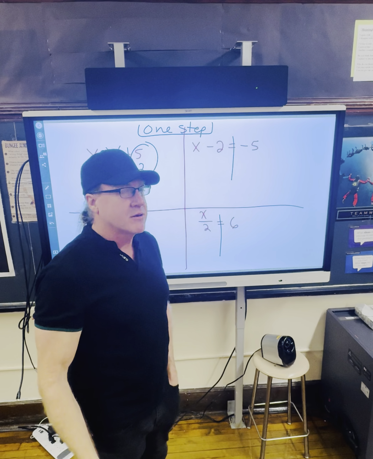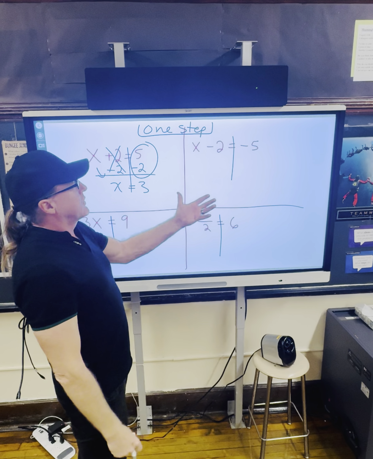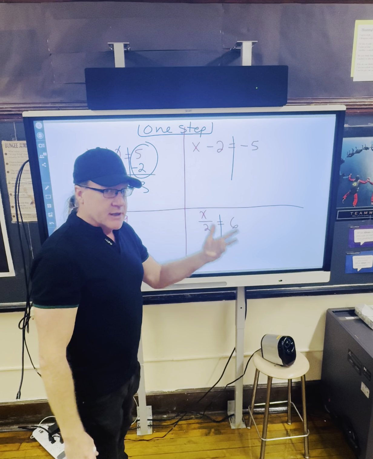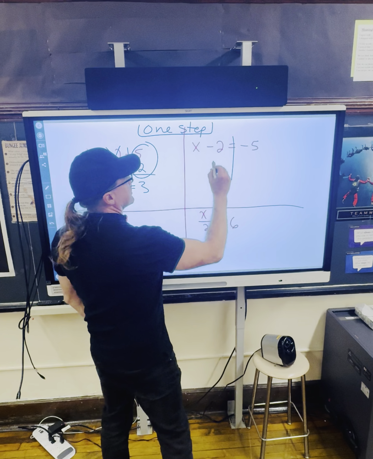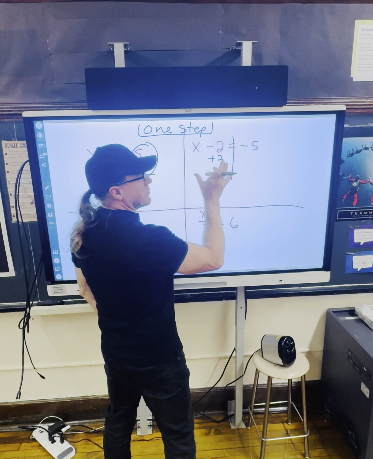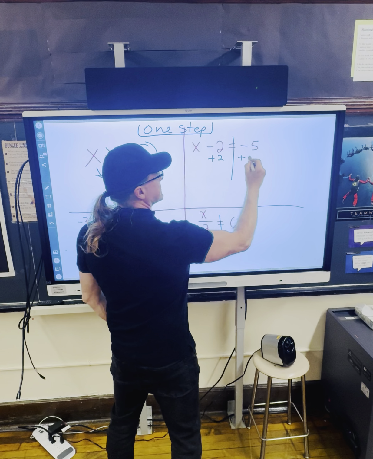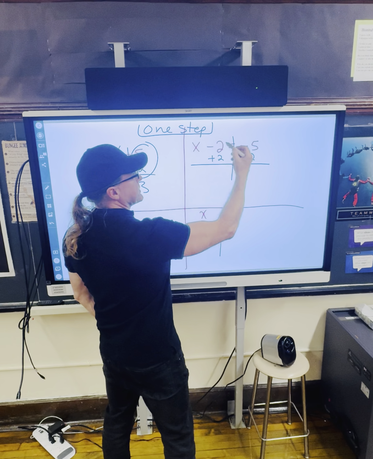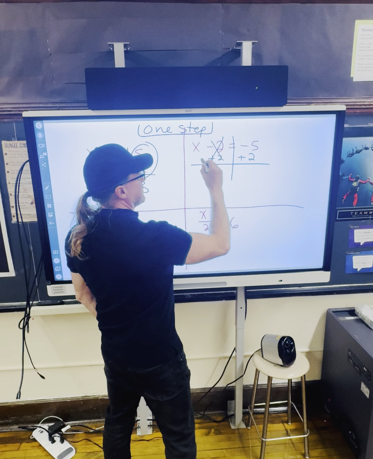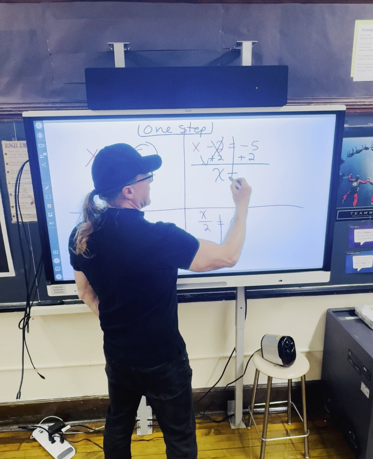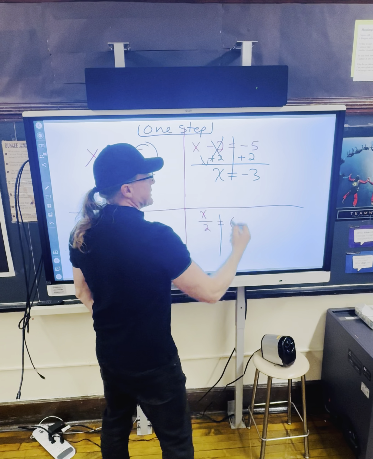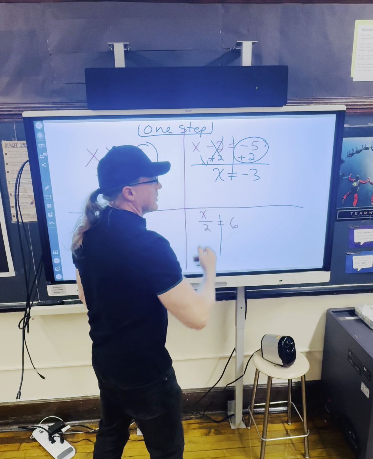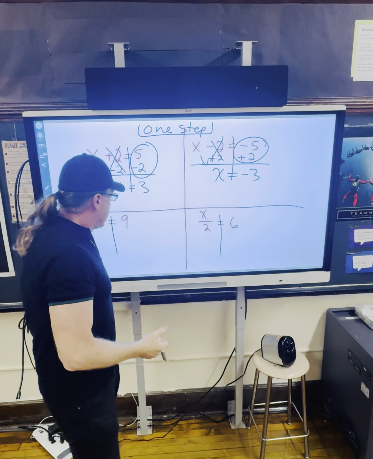Please stop doing math in your head. All right, so over here, I have a -2. The inverse, the opposite is +2. So I put +2. Whatever I do to one side has to be identical here. So the opposites, the inverses, cancel, bring this down, and we get x equals -3. Okay. Again, please put this in your calculator. I don't want you doing math in your head.